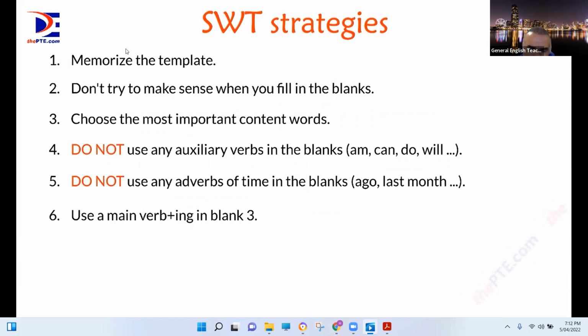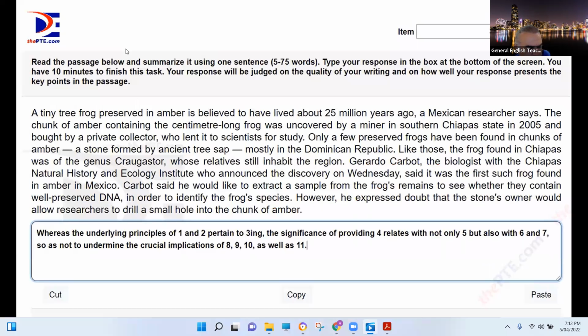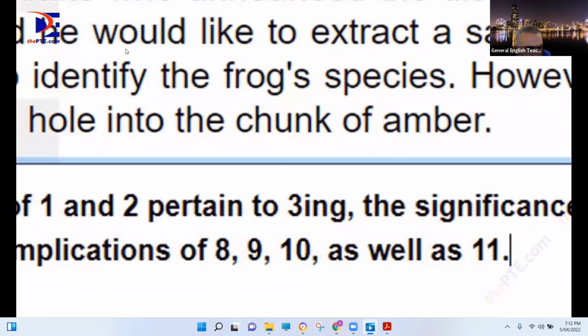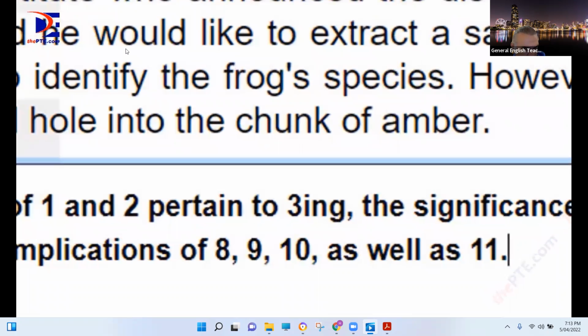Number 6. Use a main verb plus ing in blank number 3. In all other blanks, you can use nouns and adjectives and even main verbs, so long as they are in ing form or gerund. But in blank number 3, you specifically need to use a main verb from the content and make it into ing form. This is because of the grammatical structure of that part of the sentence. We use a verb in ing form after a preposition, and to here is a preposition.